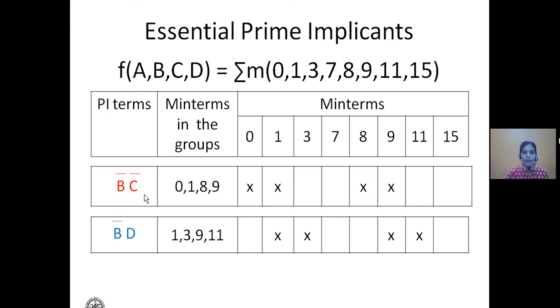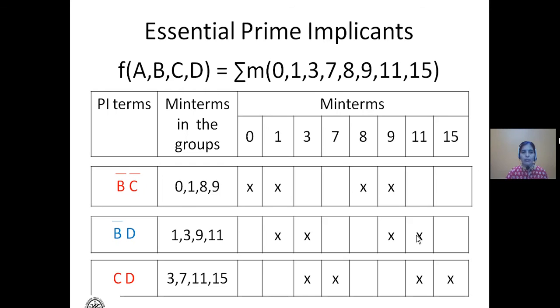Similarly, we take B bar D, which is a combination of 1, 3, 9, 11, so we put a cross at 1, 3, 9 and 11. Then we take the third prime implicant, which is CD, representing 3, 7, 11, 15, and we put a cross at 3, 7, 11 and 15. Now we take only those prime implicants which have a cross in only one of the columns of the min terms. The first is 0, which is included in B bar C bar, then it is 8, then 7, and then 15.